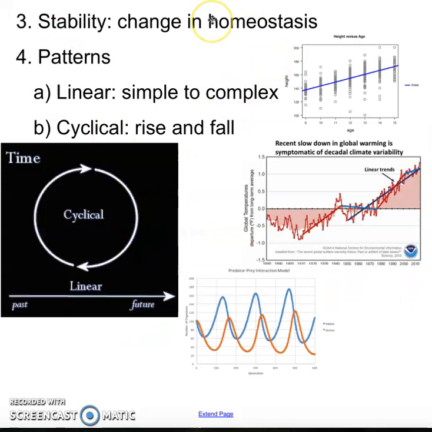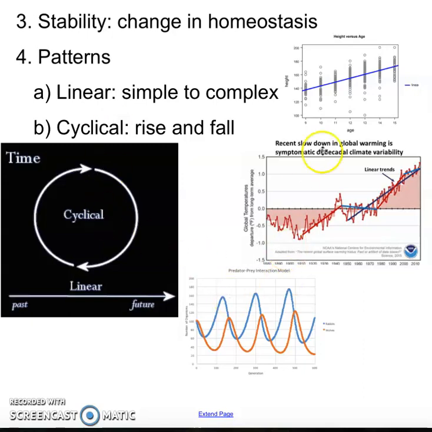Stability and change, homeostasis. Living things maintain a relatively stable internal environment, and we just covered that briefly yesterday in homeostasis. But for most organisms, any breakdown of homeostasis may have serious or even fatal consequences.